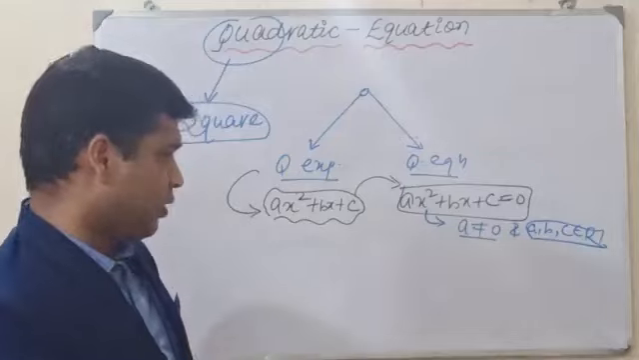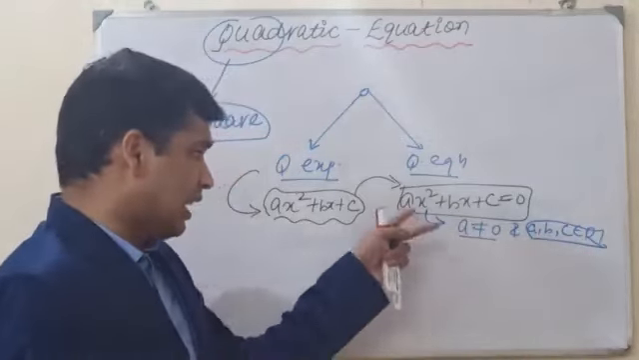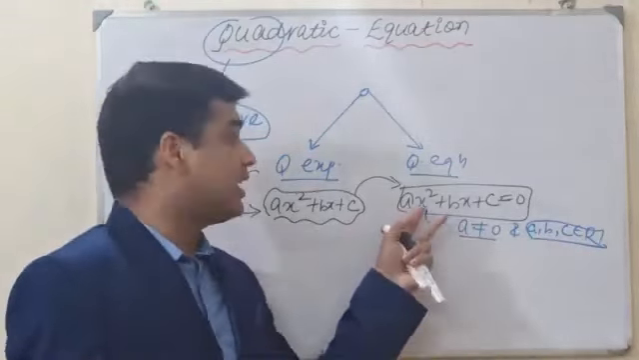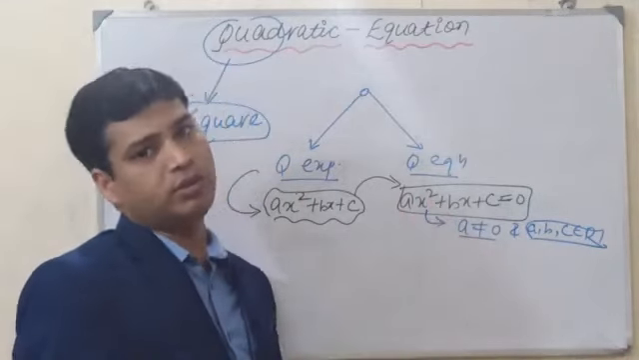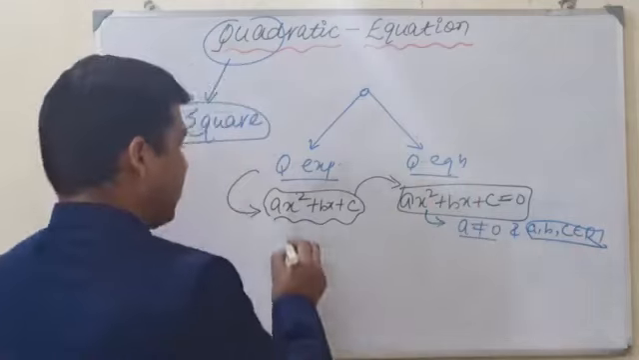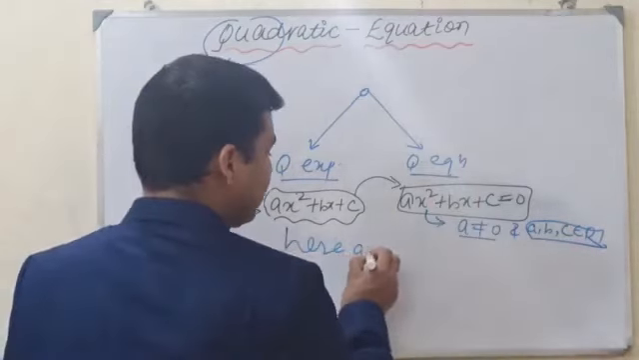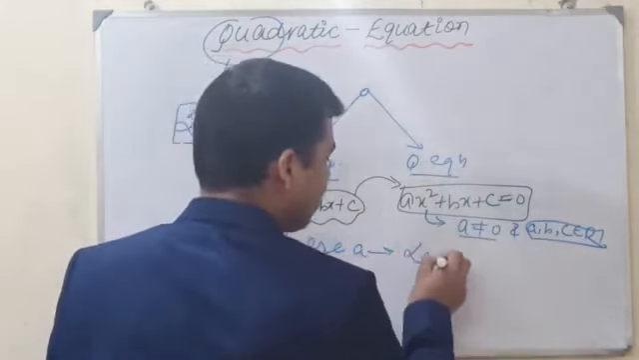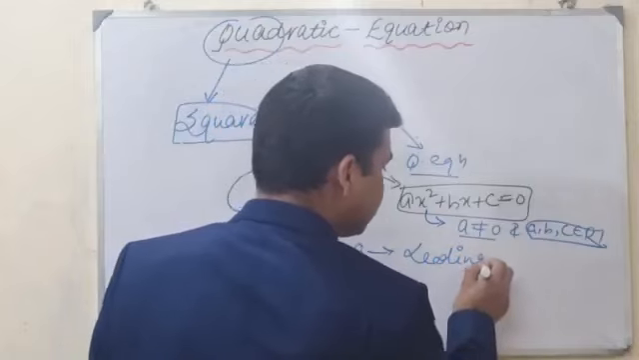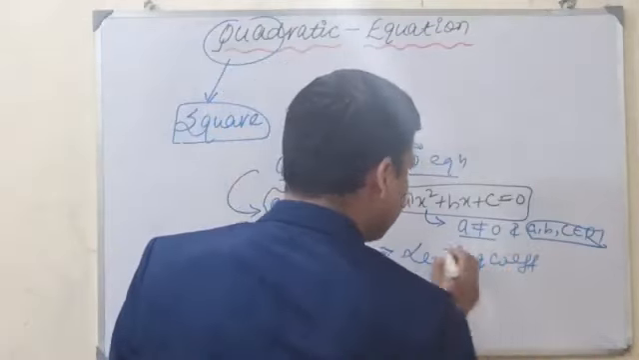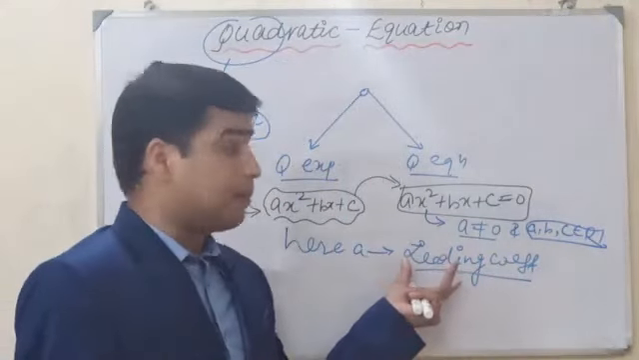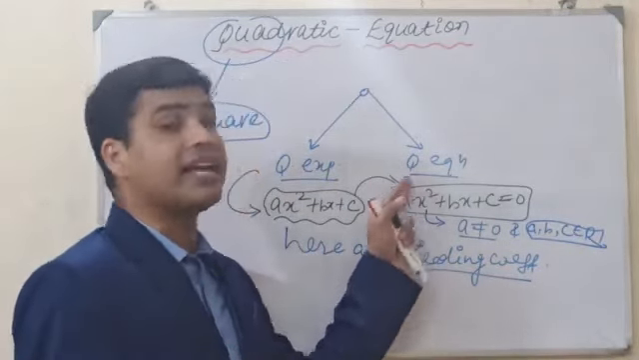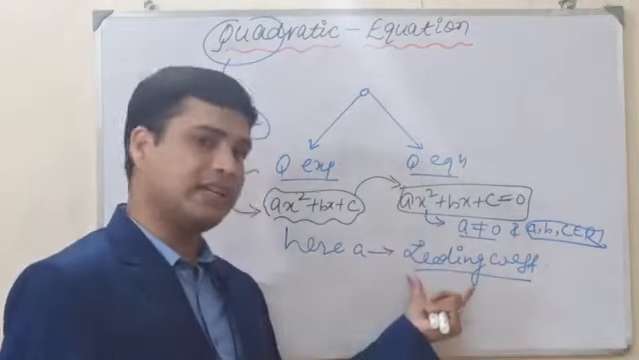Why is a not equal to 0? If you put a equals 0, then it will become linear. So for making it quadratic, it should not equal 0. Here a is called the leading coefficient. Why is a called the leading coefficient? Because it is the coefficient of the highest power of x. That's why it is called the leading coefficient.